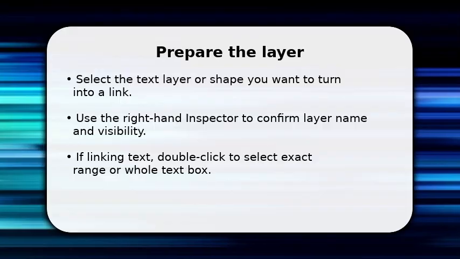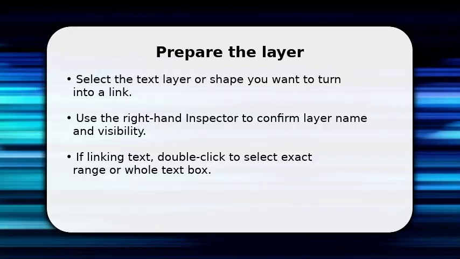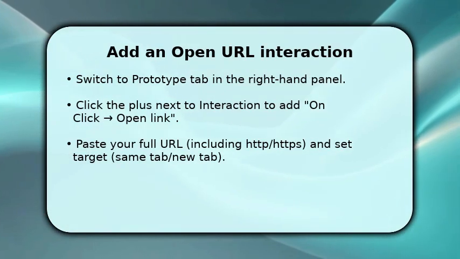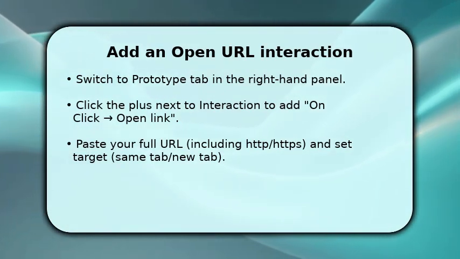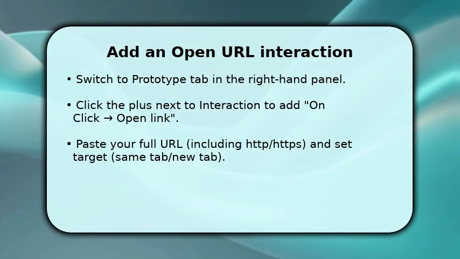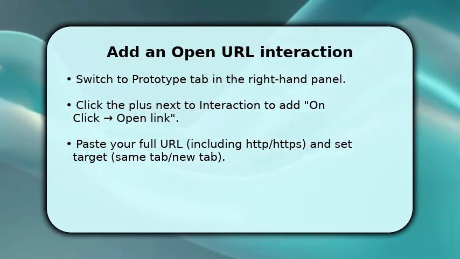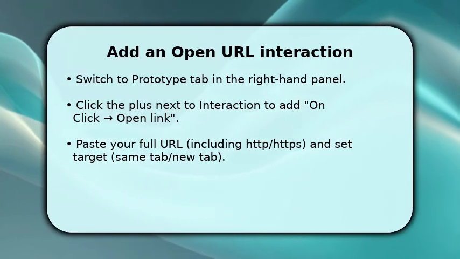Make sure you're in design mode, not prototype, because you need the object identified before adding the interaction in the next step. Now move to the prototype panel and add an interaction. Click the little plus beside interaction, choose on click, then pick Open Link from the action list. Paste the full URL, include HTTP or HTTPS, so Figma resolves it correctly.